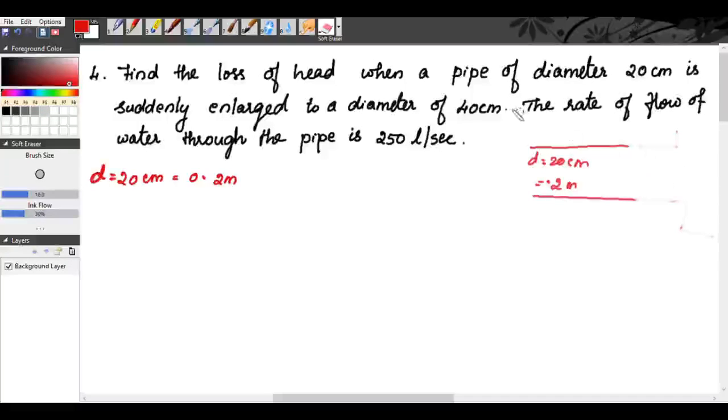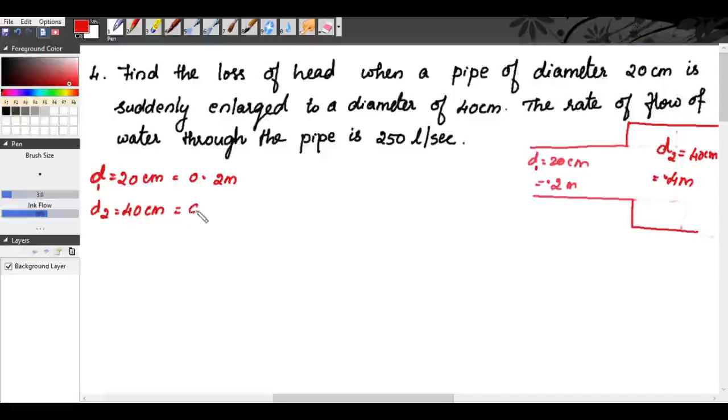Okay, so this 20 centimeter pipe is enlarged suddenly to a diameter of 40 centimeter. So here diameter 2, we will take this as diameter 1. So D2 is equal to 40 centimeter, that is equal to 0.4 meter. The rate of flow of water through the pipe Q is equal to 250 liters per second.